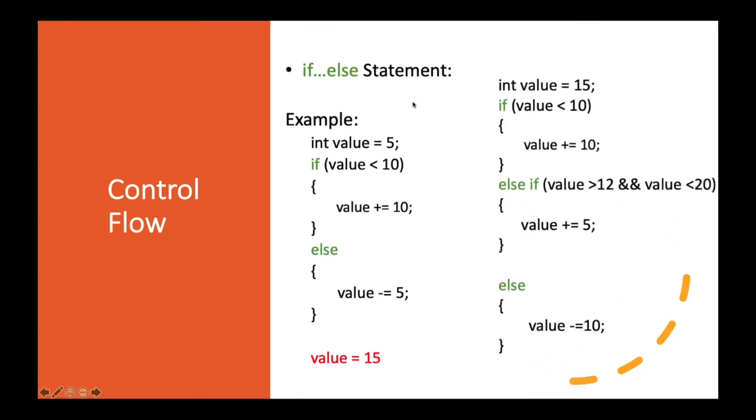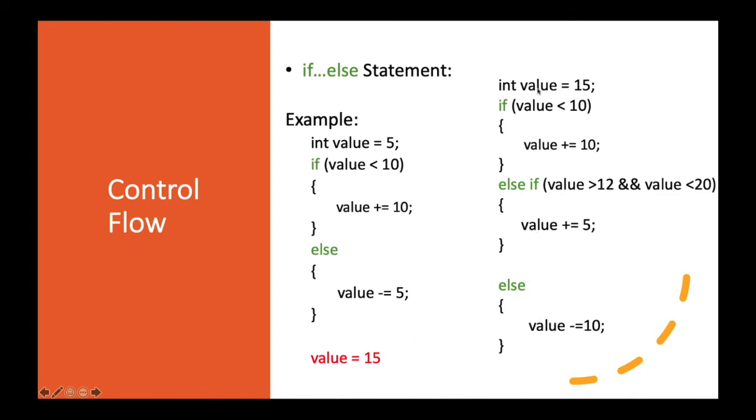Now let's look at the extended version of the if-else statement. The value is initially assigned to 15. If value is less than 10, then we perform this operation. Else if, please note that there is an extra if here, else if value is greater than 12 and value is less than 20, then we perform this operation. If it is neither, anything other than these two conditions, we perform this operation, right?